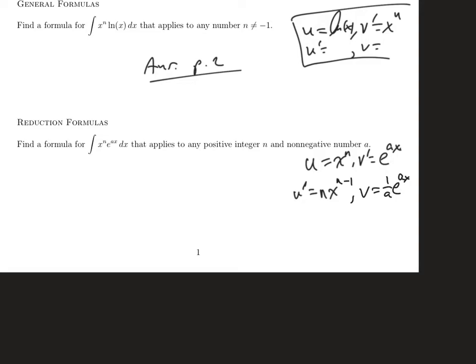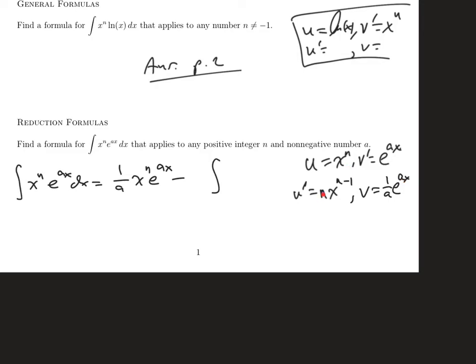So if I use integration by parts, I'll have that the integral of x to the n e to the ax is equal to u times v, so 1 over a x to the n e to the ax, minus the integral of u prime v, so these two guys.